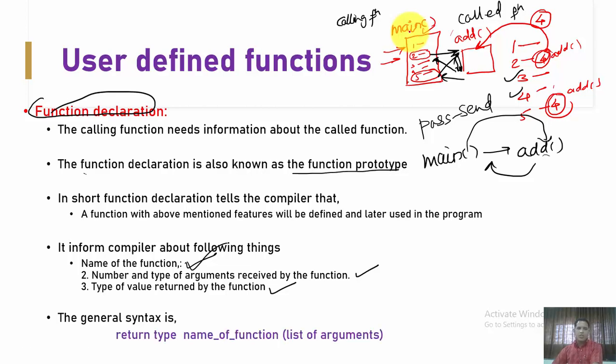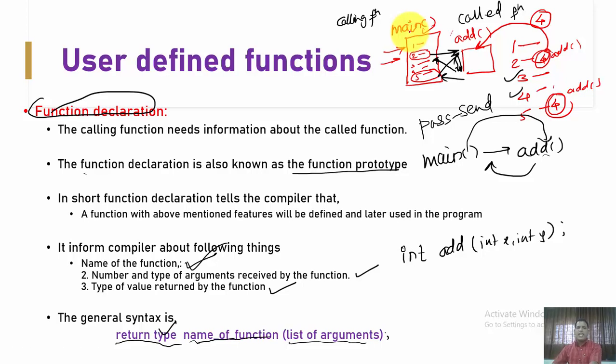So the syntax for function declaration is simple: a return type, the name of the function, and the list of arguments. For example, suppose this add function is going to perform the addition of two numbers. So I will write int, that is the return type, right? After that, add, the name of the function, and here suppose I am using two variables, int x and int y, right? And I terminate it with a semicolon, right? So this is the syntax of the first stage, that is the function declaration.